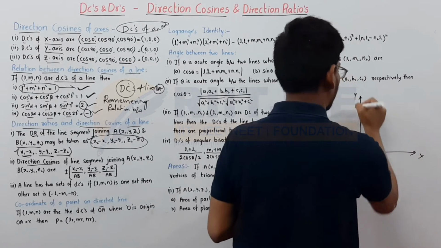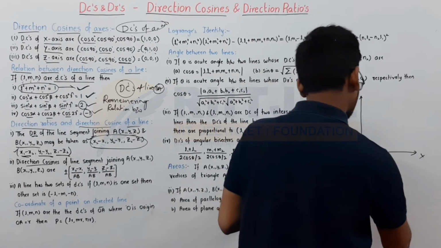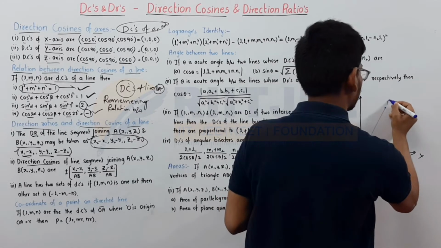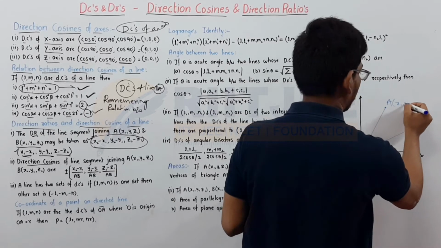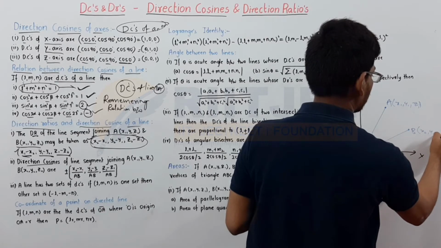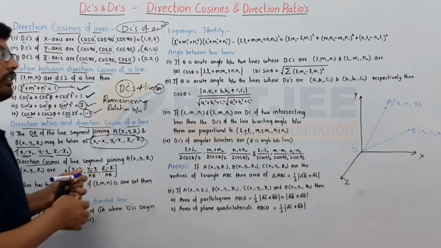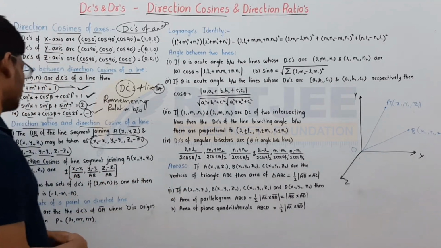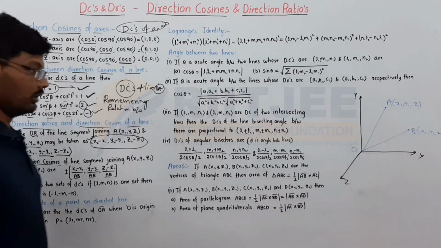This is x, y, z here. So here I am taking two points. This is A and this is B. This is x1, y1, z1 and this is x2, y2, z2. So this is the origin over here. Now the direction cosines of this line are plus or minus x2 minus x1 by AB, y2 minus y1 by AB, z2 minus z1 by AB.